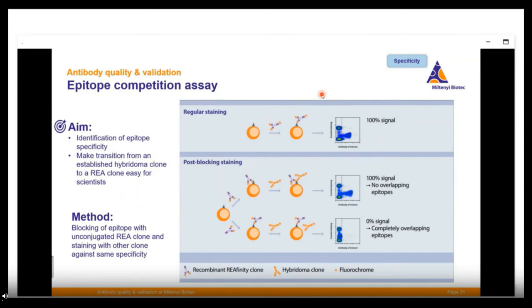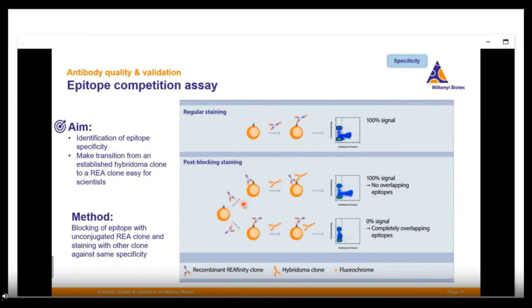Here in the explanation chart, you can see that in a regular staining, of course, when the antibody is conjugated to a fluorochrome and you stain your cells, it shows you a 100% signal. In a competition assay, we use pure antibody of our REAffinity clone, and we stain the cells with this clone to completely block the epitope.